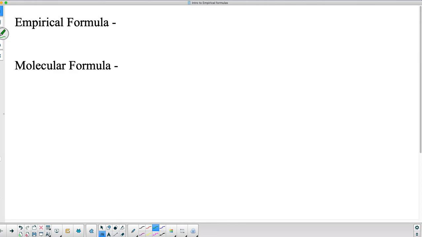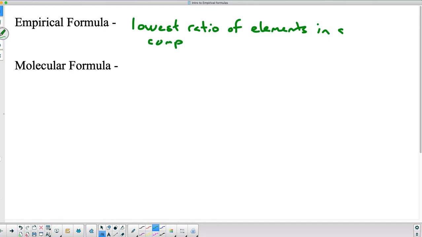So an empirical formula is very simple. It's actually just the lowest ratio of elements in a compound. So that sounds pretty ridiculous. Okay, some examples of empirical formulas are, of course, like when we have sodium and chlorine. Of course, you know already that's +1 and -1, so that it's just NaCl.